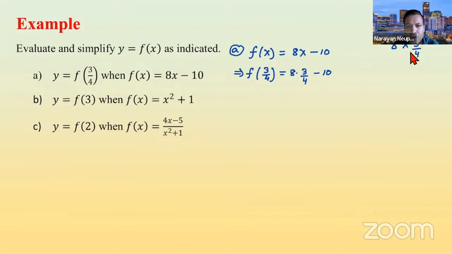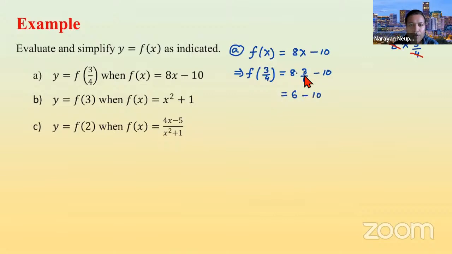See, 8 is in the numerator, 4 is in the denominator. So that is like 8 divided by 4. 8 divided by 4 is 2. So we get 2 times 3, that will be 6. That means if we simplify this, it will be 6. So this is equal to 6, then minus 10.